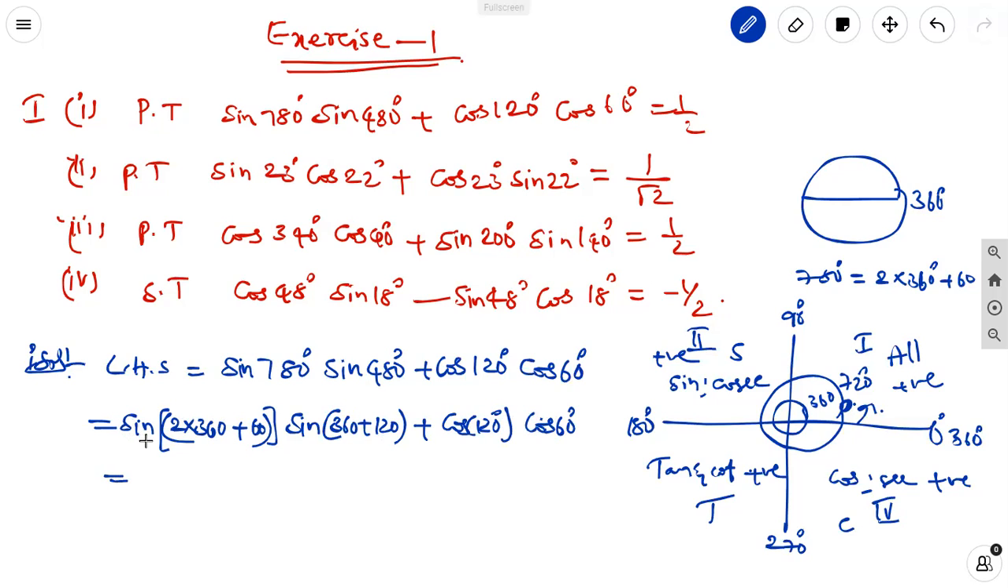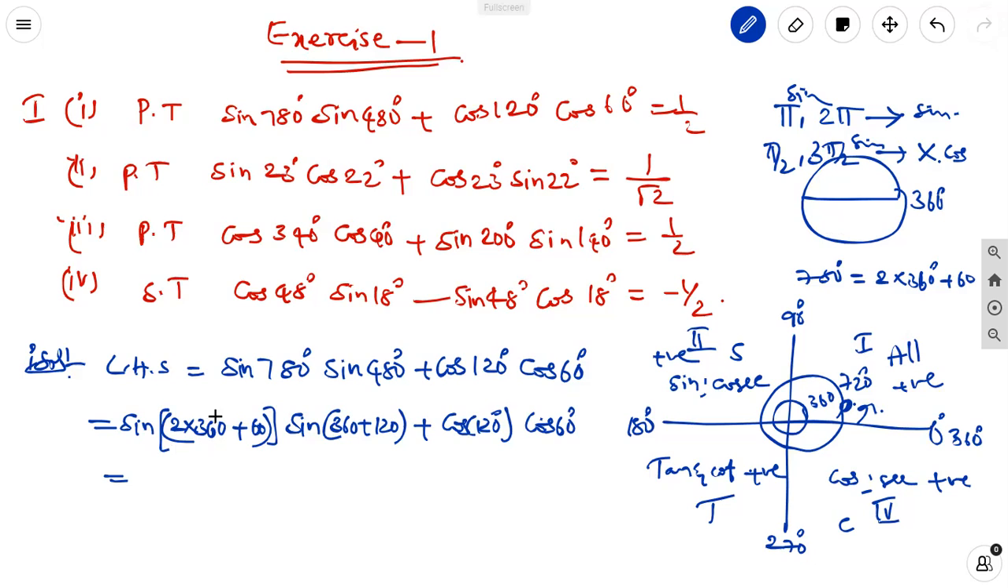In the first quadrant, sine is positive. And one more thing, for pi and 2 pi, the same ratios will come. For pi by 2 and 3 pi by 2, the ratios are opposite: sine changes to cos, and that also depends on the quadrant. In which quadrant it goes to, in that quadrant, is it positive or negative? We can check it and write the sign also.